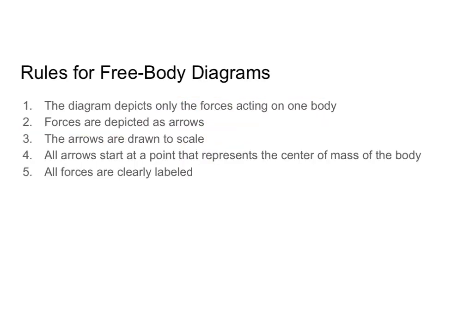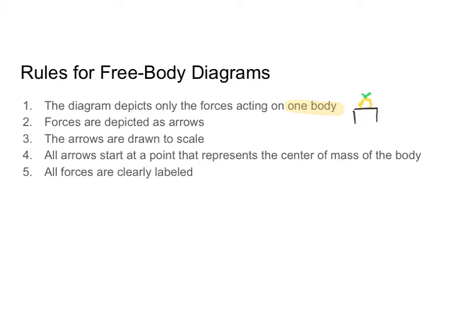So that's all well and good, but how do we do this? Well, there are a few rules for drawing free body diagrams. First of all, the diagram should depict only the forces acting on one body. So, for example, if I have a table and on my table I have a pineapple, I can draw a free body diagram for the forces acting on the table, or I can draw a free body diagram for the forces acting on the pineapple, but I cannot draw a free body diagram for the forces acting on both the pineapple and the table unless I want to draw two separate free body diagrams. So that's the first rule.